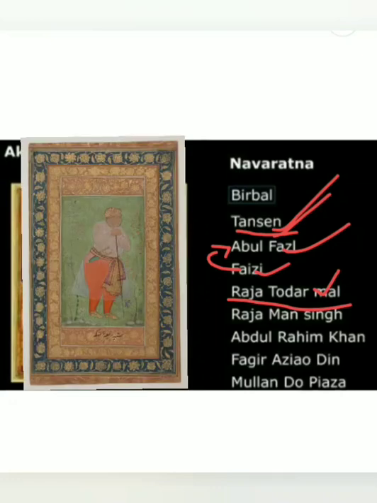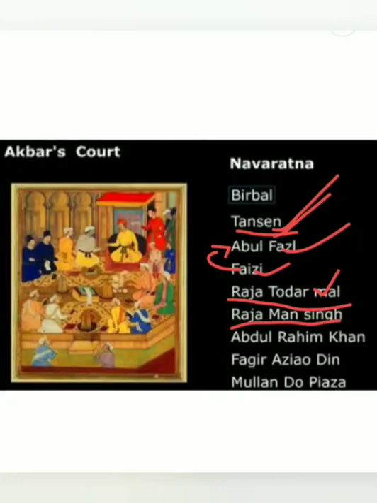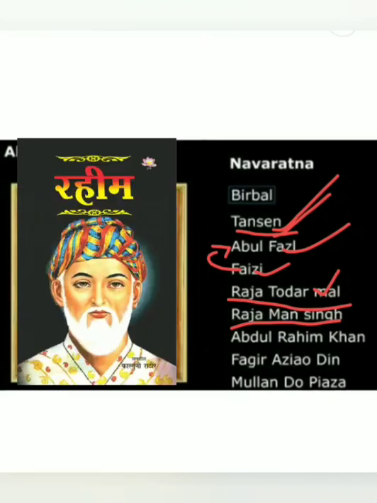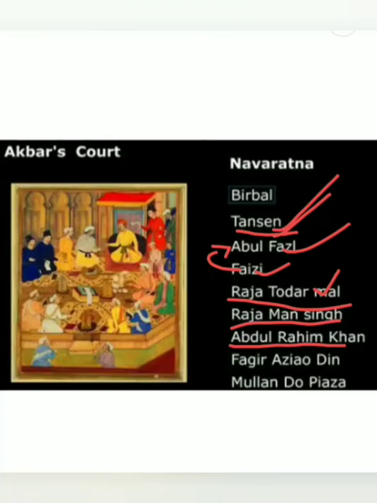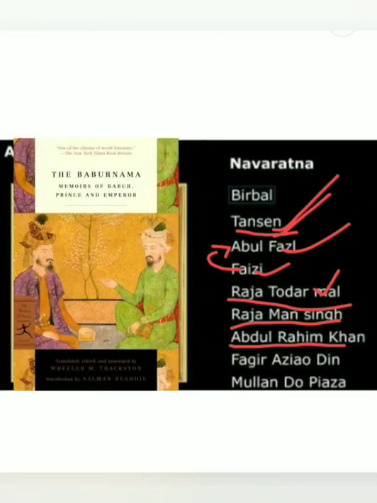Then we have Raja Man Singh. He was a commander and played a diplomatic and dynamic role in the expansion of the Mughal Empire. Then we have Abdul Rahim Khan. He is the Khan-i-Khanan, Rahiman dhaga prem ka, the couplets, Rahim Das and Kabir Das. So this Rahim is Abdul Rahim Khan-i-Khanan, he was the son of Bairam Khan. Who was Bairam Khan? Bairam Khan was the regent, the caretaker of Akbar. So he was the son of that Bairam Khan and a scholar of Persian, Turkish and Hindi. He translated Babarnama from Turkish to Persian.